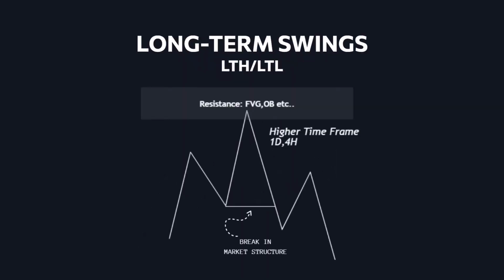So first of all, long-term swings, either long-term high or long-term low. It is when price is moving and approaching a resistance level, either a fair value gap or an order block. It can also be a sweep. When price reaches this level, it shows a big reaction and price aggressively goes to the other side. That's when we consider this a long-term high. What's the condition? We need to have a higher time frame. This high needs to be on the daily or the 4-hour time frame.